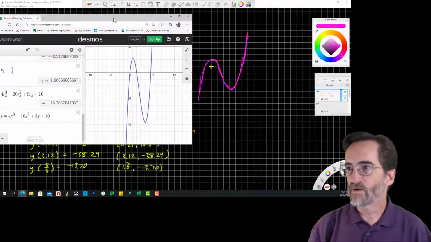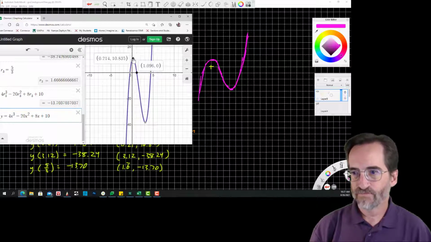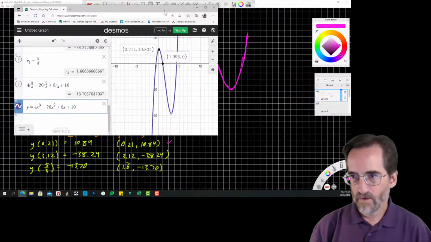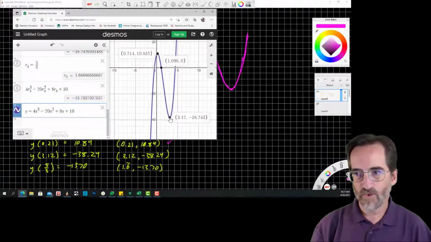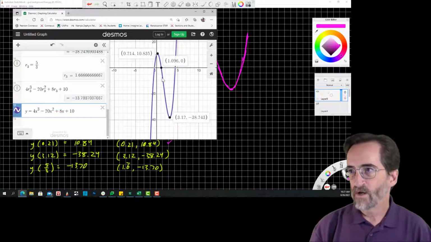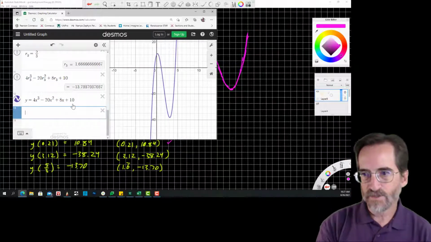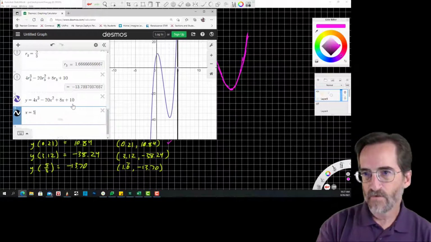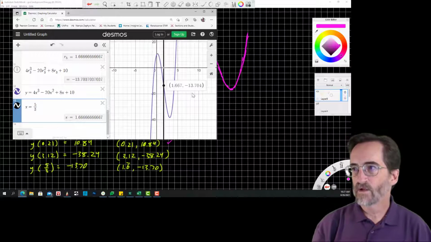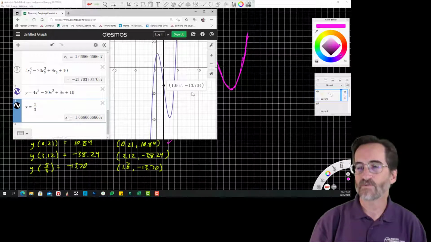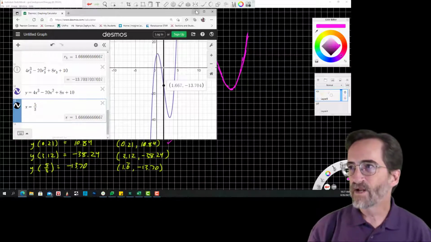And lo and behold, that matches our points. It gives our max 10.835, yeah, the 10.84. Our min is negative 38.243. Our inflection point doesn't show here, but let's do x equals 5/3, and there's our inflection point right there, negative 13.704.